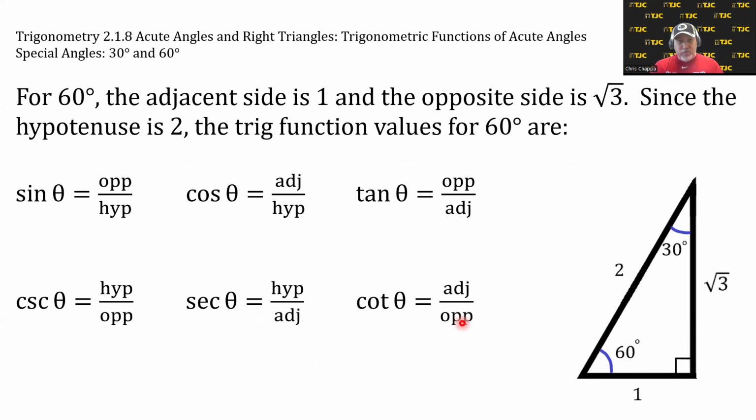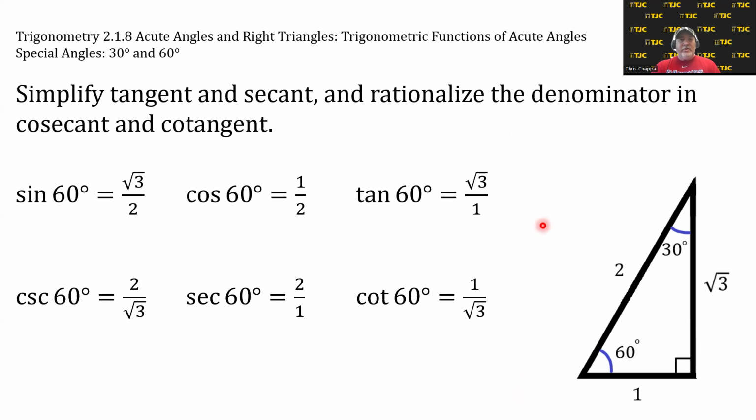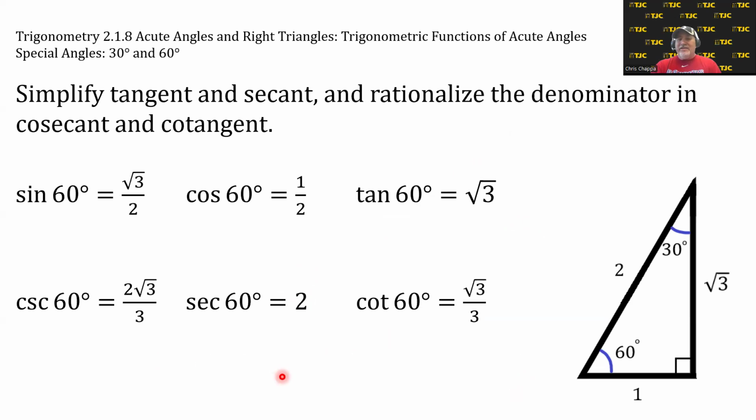here's the definitions. Remember, we're looking at 60 degrees. Adjacent is 1, opposite is square root of 3. Hypotenuse is 2, and it gives us these. Two of which can be simplified, two of which can have rationalized denominators. Tangent and secant can be simplified, they're over 1. Cosecant and cotangent have denominators that can be rationalized, and we end up getting this set of values.